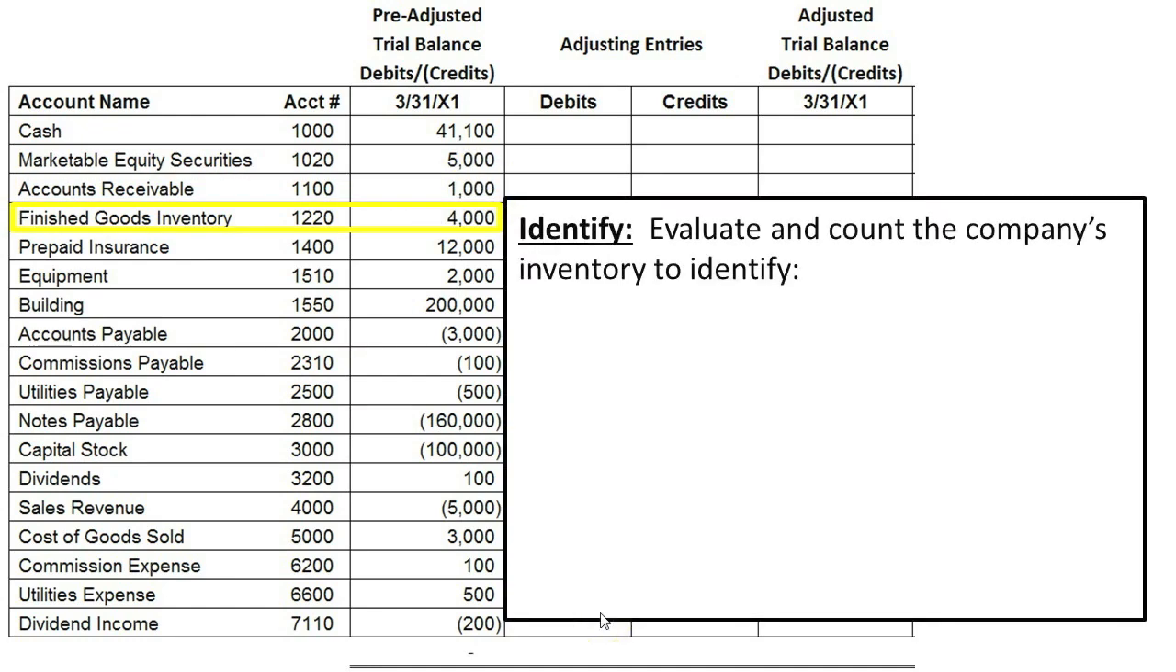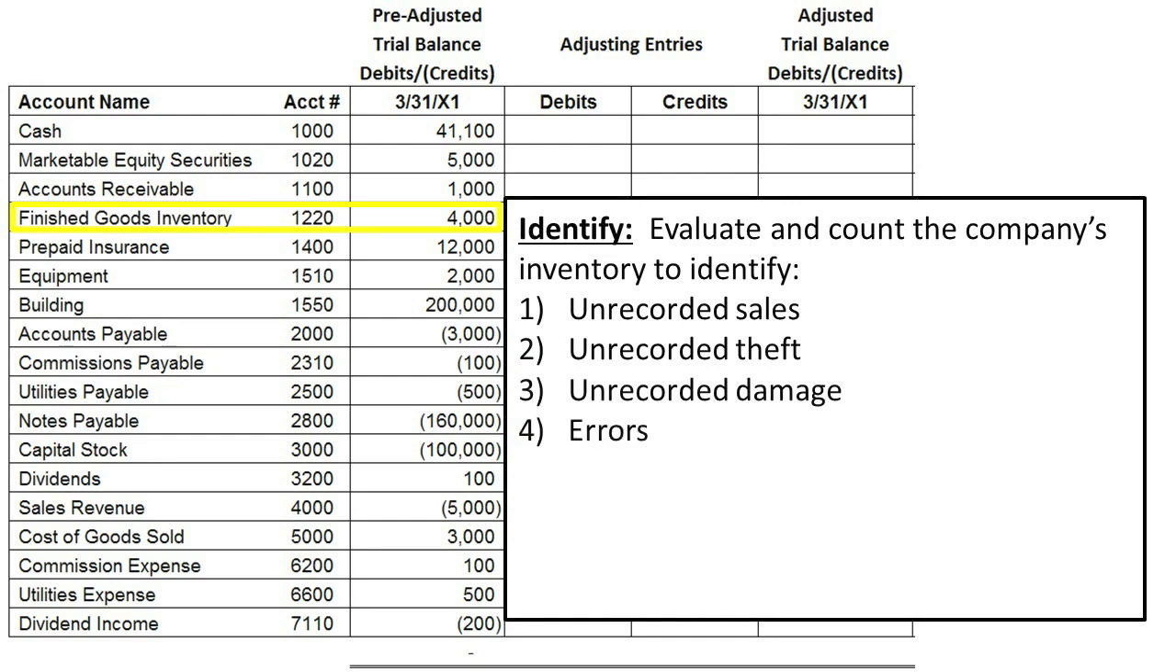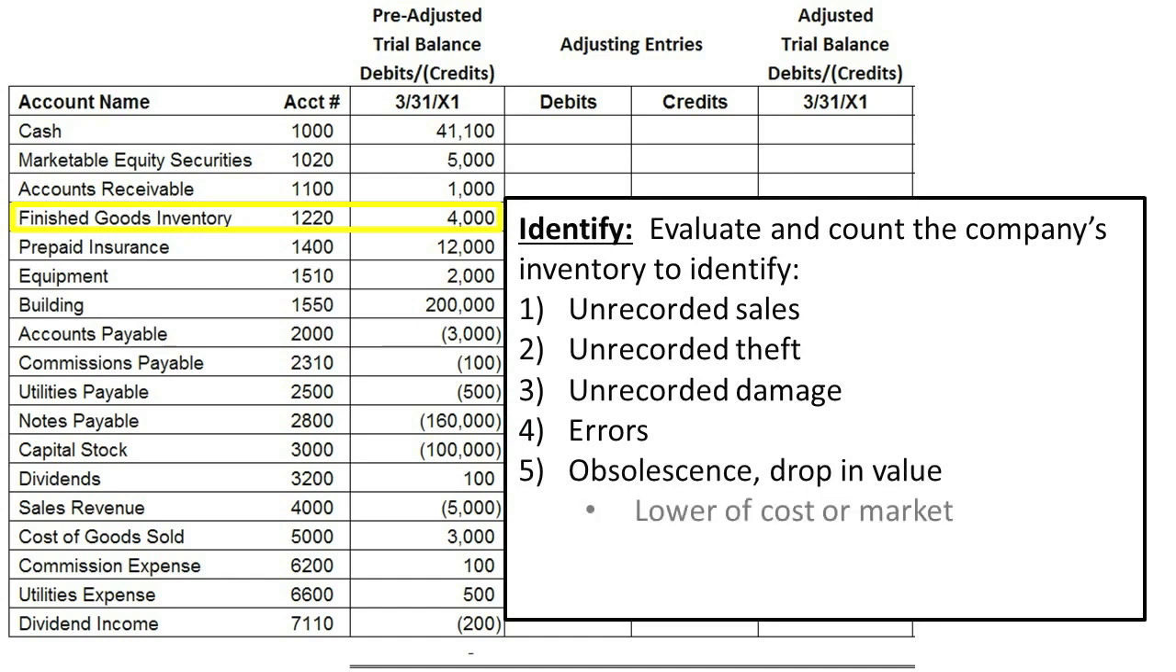Finished goods inventory. You'll need to evaluate and count the company's inventory to identify unrecorded sales, unrecorded theft, unrecorded damage, errors either in the cost or in the units, obsolescence because maybe the value's dropped. In US GAAP, inventory is accounted for at the lower of cost or market, which we'll discuss in a later accounting course if you choose to major in accounting.